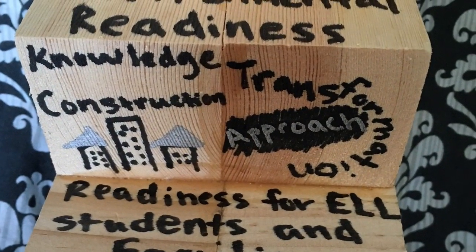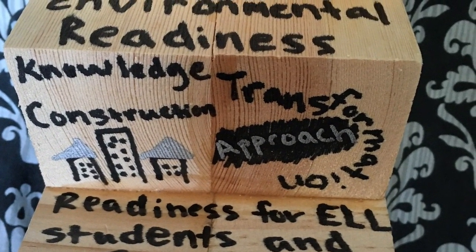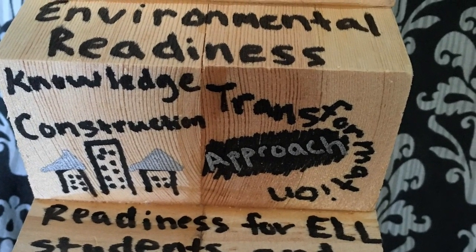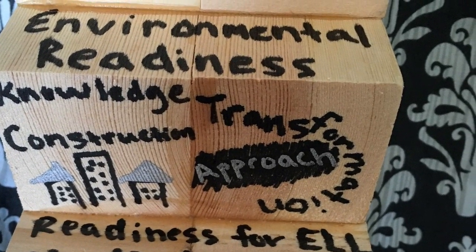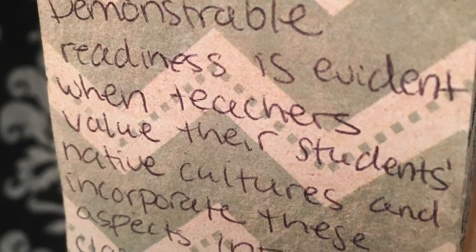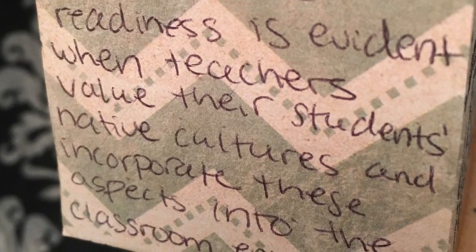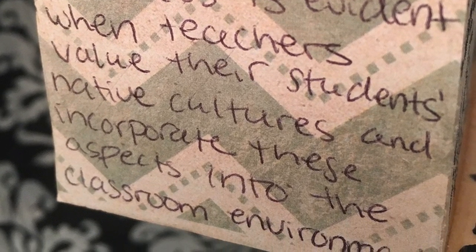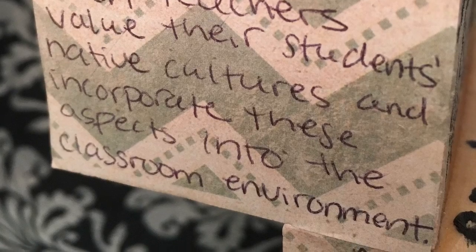Level 3 is all about environmental readiness. For a classroom to be accessible for all ELL students, the teacher ought to demonstrate a transformation approach and use knowledge construction to create a challenging and inclusive learning environment. This can be done by incorporating high-quality multicultural literature throughout the year rather than keeping it isolated in one unit.